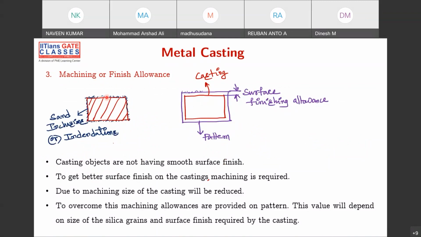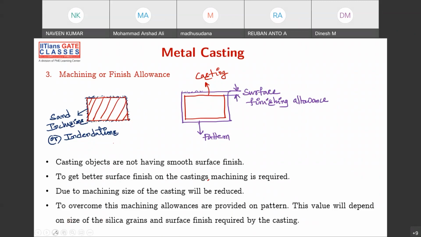Now you want to remove them. How do you remove them? You remove by using some surface finish operations, or maybe you can use milling. You do whatever you want. You remove the upper layer. Once you remove the upper layer, it means that you are reducing your casting size.